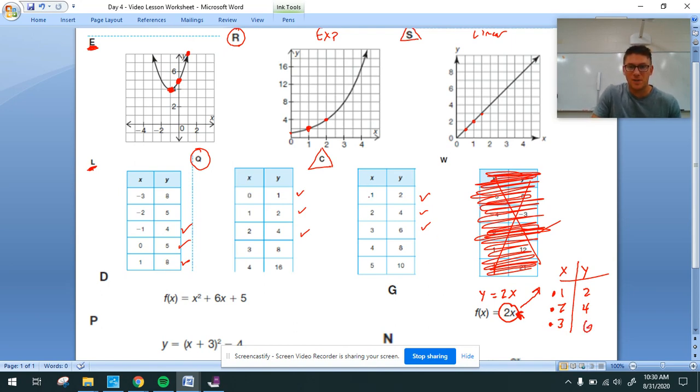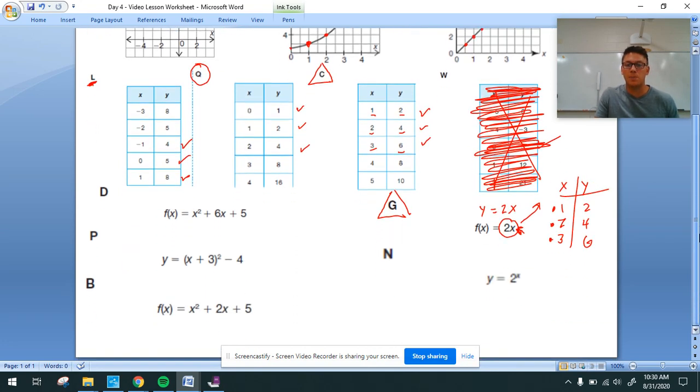Well, does that match our table we saw? 1, 2, 3, 2, 4, 6? Yeah, it does. So we know now that this truly is a match. These two go together. It's not just that it's a linear function, it truly matches it. And we can say that they are equivalent. So let's get another triangle around this one.